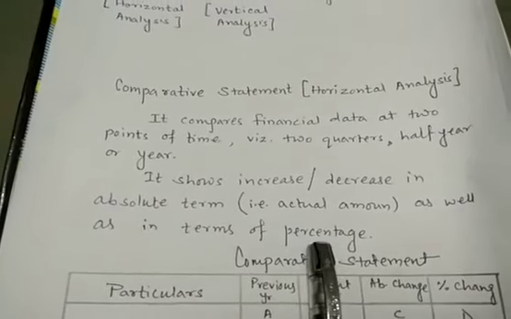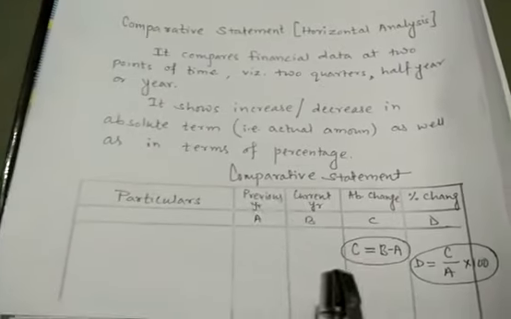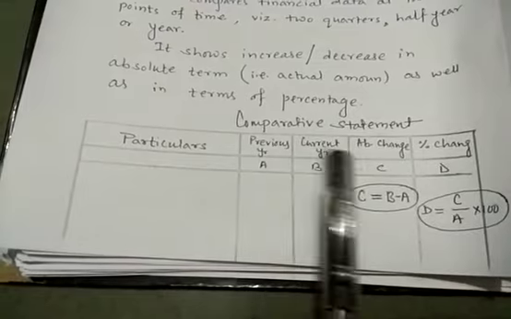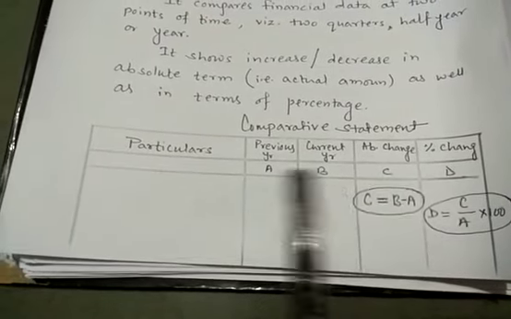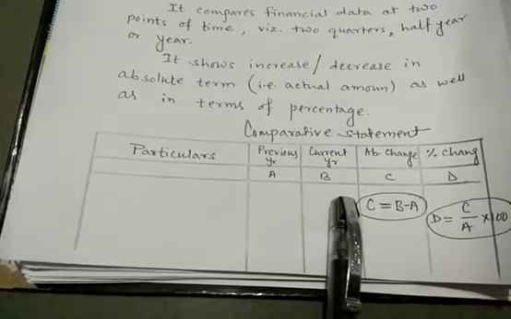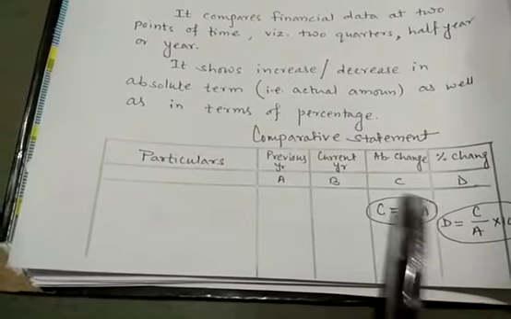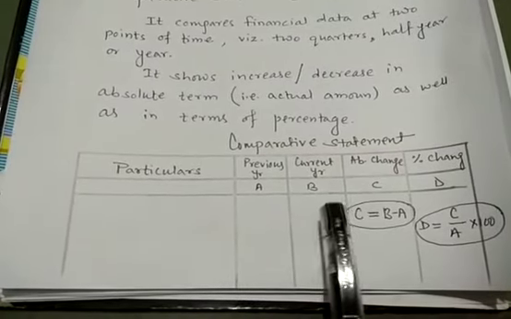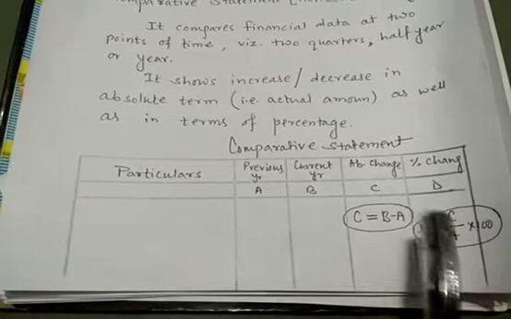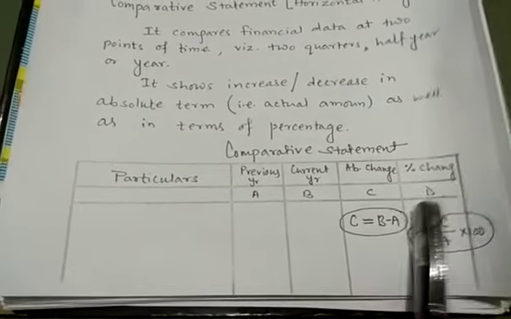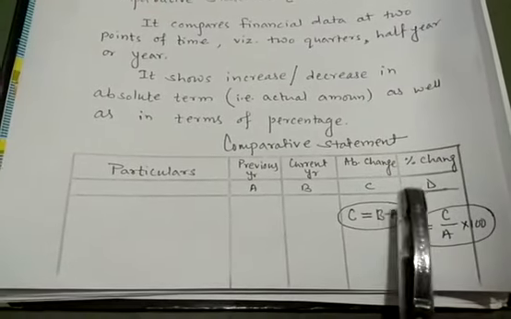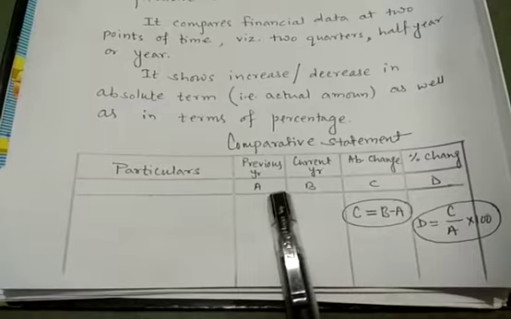I'll just show you the format of the comparative statement. It is something like this. It will have particulars, the previous year figure and the current year figure. Therefore, it is called comparison of two years, horizontal analysis. The third column C is absolute change and the last column is percentage change. In absolute change, we calculate the difference between the current year and the previous year, current year minus previous year. Whereas in case of percentage change, we do the calculation as C upon A into 100, where C is the absolute change and A is the previous year value.